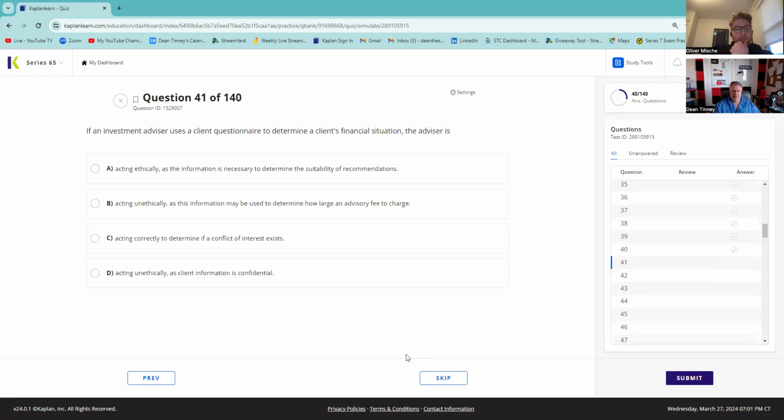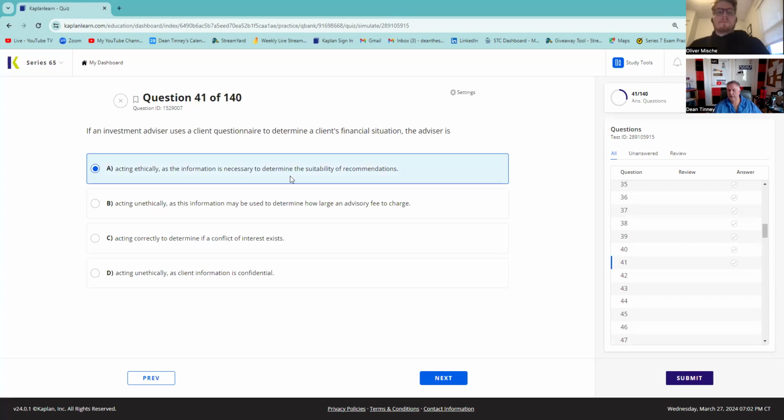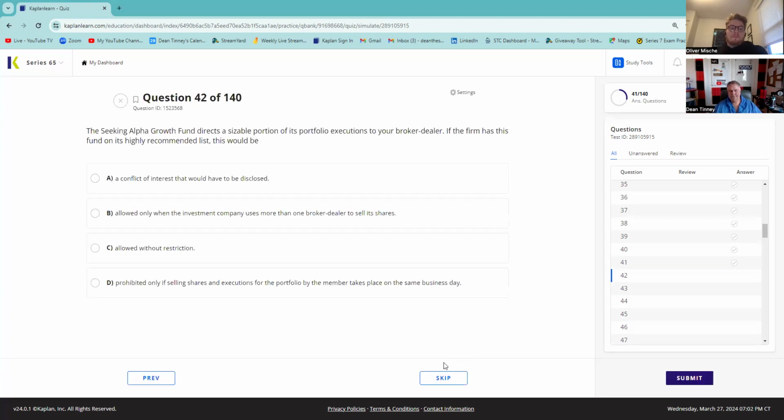If an investment advisor uses a questionnaire to determine a client's financial situation, the advisor is... Definitely A. Yeah, I mean, that's how a lot of us do it. I say, however, for me to do a really good job for you over time, I need to know a lot about you. The more I know about you, the better I'm going to be in determining suitability.